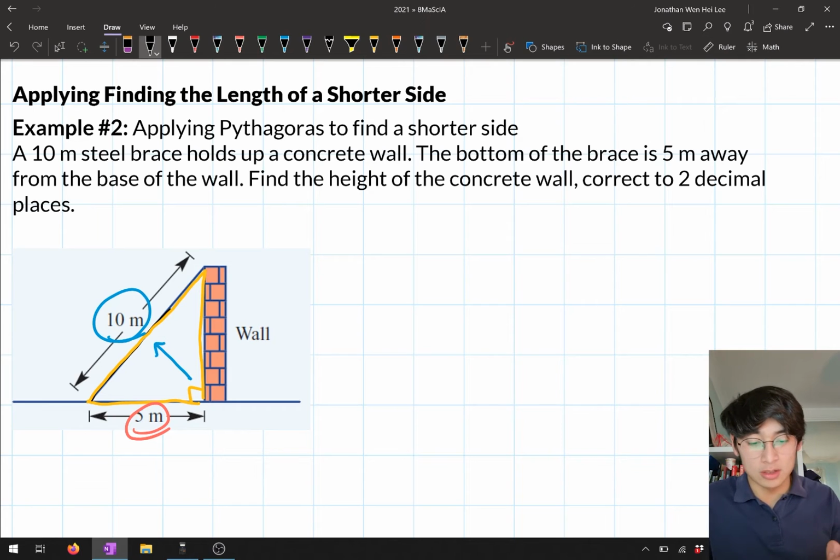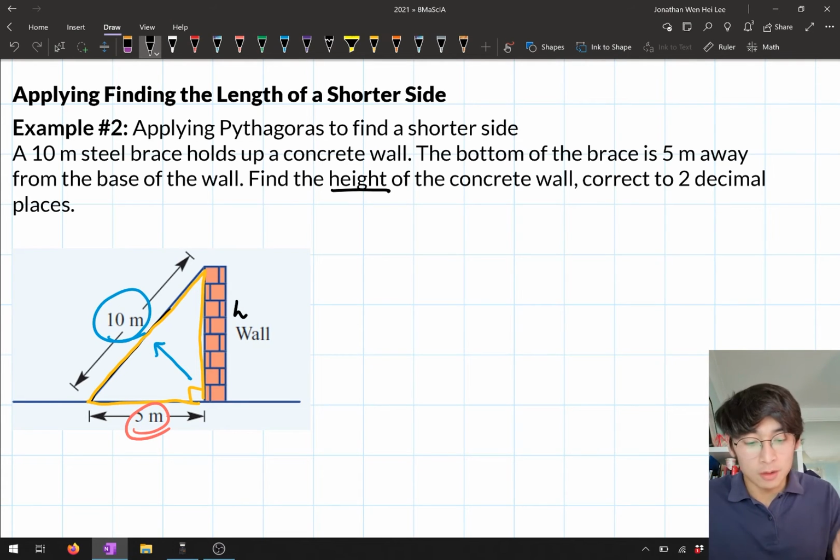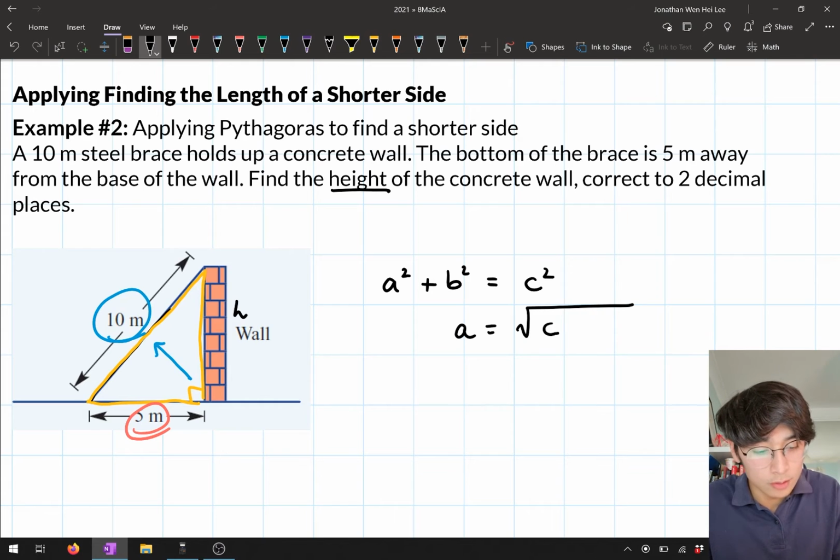So let's actually go through the steps of solving this. First of all, I'm just going to call the length or height of the wall. We want to find the height of the concrete wall. Let's just call this h for height. So first of all, we're going to write Pythagoras' theorem. A squared plus b squared is equal to c squared. I'm going to rearrange it. And so here we're going to get a is equal to the square root of c squared minus b squared.